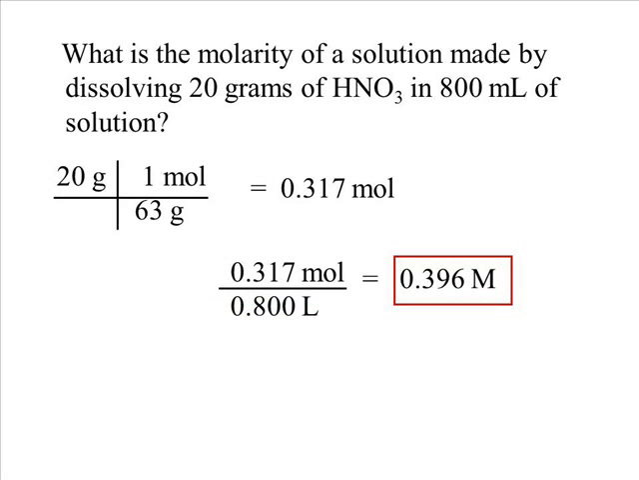What's the molarity of a solution made by dissolving 20 grams of nitric acid in 800 milliliters? There's really only one way to do this. Take your 20 grams, turn it to moles with the molar mass of nitric acid, and then divide by the 800 milliliters, which you, of course, have converted to 0.8 liters. That gives you the molarity.